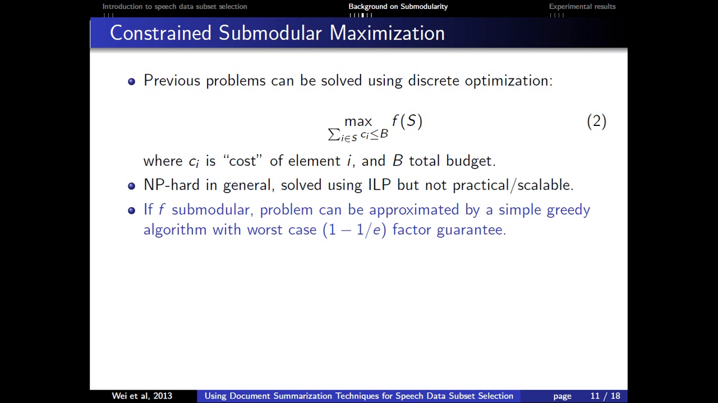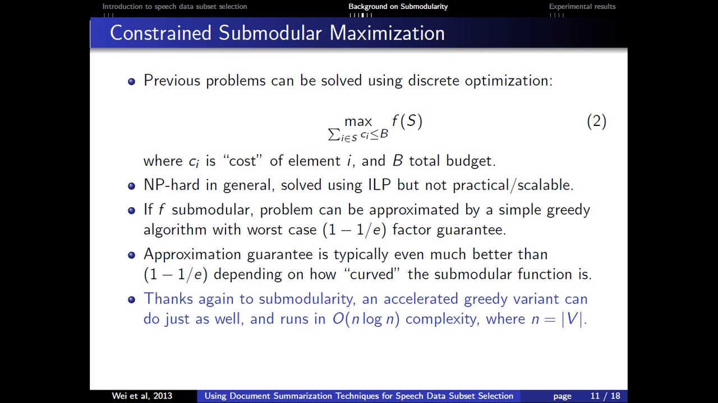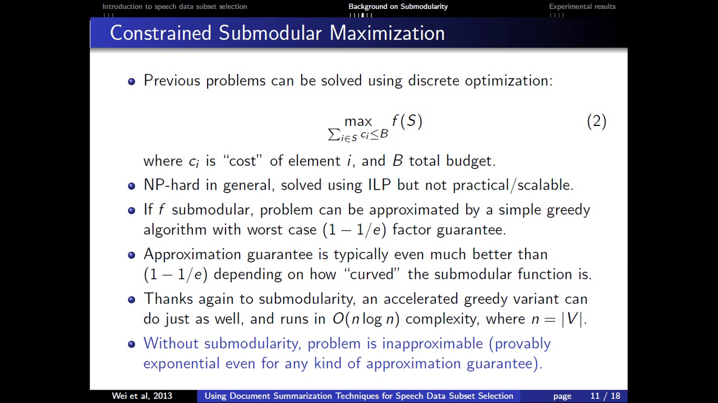And when the objective function is submodular, then the problem can be approximated by a very simple greedy algorithm with the approximation guarantee of 1 minus 1 over e. And typically, the guarantee can be much better, depending on the curvature of the function. That is, the more curved the submodular function is, the worse the theoretical guarantee is. However, the less curved the submodular function is, the better guarantee it can get. And also, thanks to the submodularity of the objective function, we can get almost linear time complexity to solve the greedy algorithm. And lastly, none of this is possible without the submodularity.